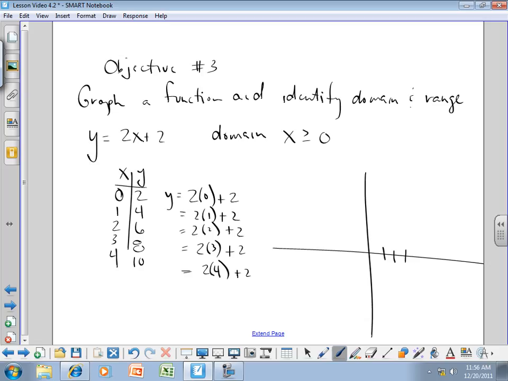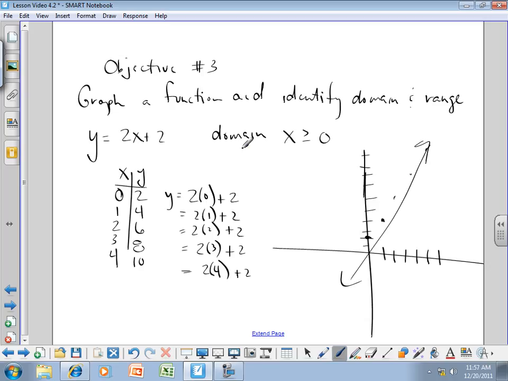And then, graph them. 1, 2, 3, 4, 5, 6, 7, 8, 9, 10. Okay, so we've got to go up a little higher there. So 0, 2. 1, 4. 2, 6. 3, 8. 4, 10. You see it. And there it is. You can draw a much better line than I did. That's great.